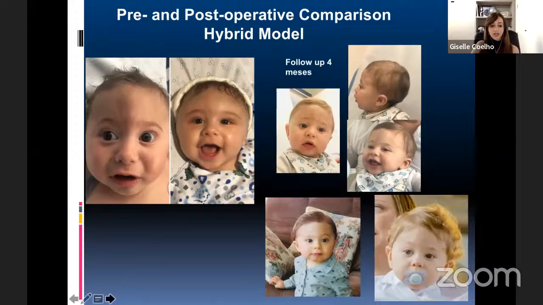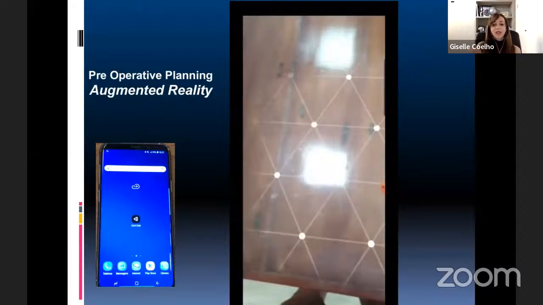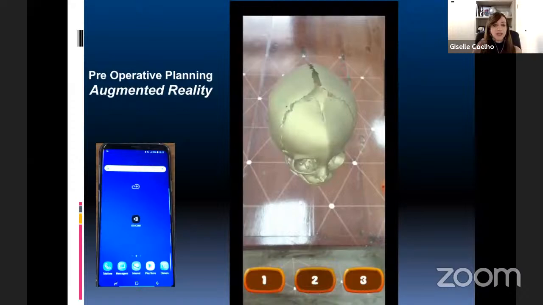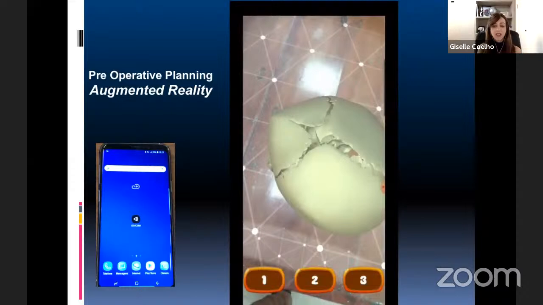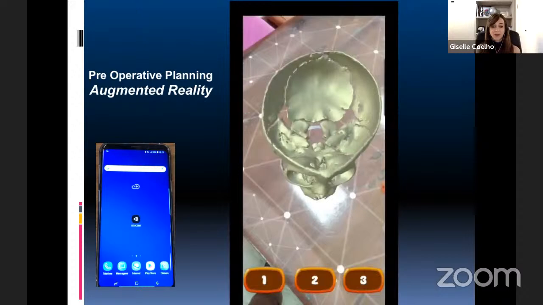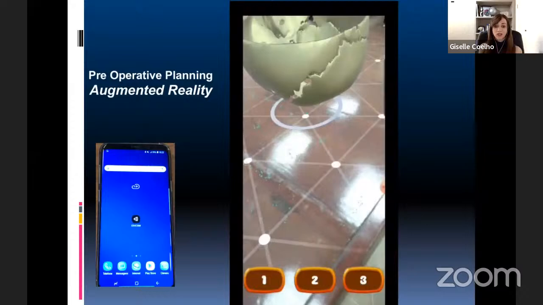For this specific case, we also developed the preoperative planning using augmented reality. Then we can use augmented reality on the cell phone and project the holographic image of the CT of this patient, and then we can remove the skin, for example, to better understand the anatomy and the alterations of the skull. Right now, this kind of preoperative planning with augmented reality and cell phone is really possible to use widely, right? Without any kind of restriction, because using the cell phone is low cost technology.